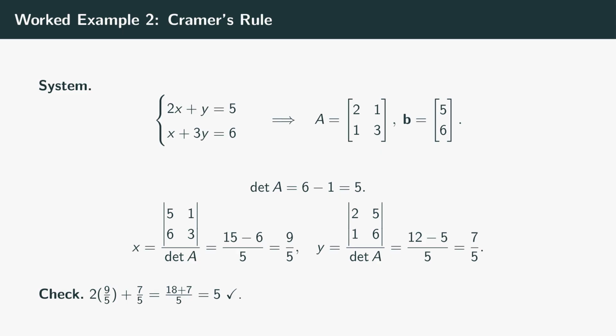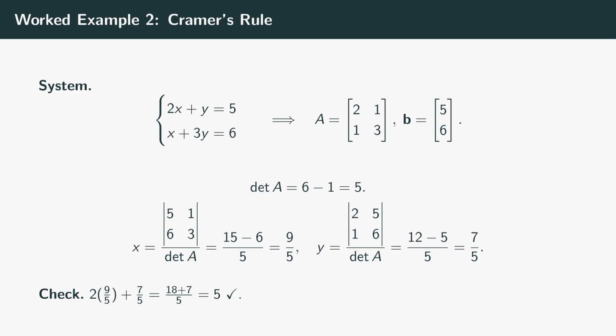Second worked example, Cramer's rule on a 2 by 2 system. The equations are 2x plus y equals 5 and x plus 3y equals 6. The coefficient matrix A has top row 2, 1, and bottom row 1, 3. The right-hand side B is 5, 6. Start with the determinant of A, 2 times 3 minus 1 times 1, which is 6 minus 1, equal to 5. That is our denominator.